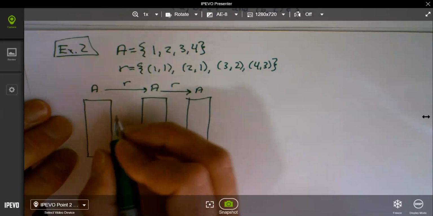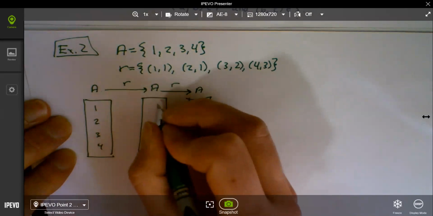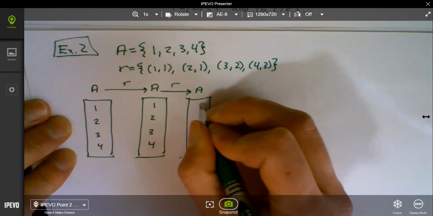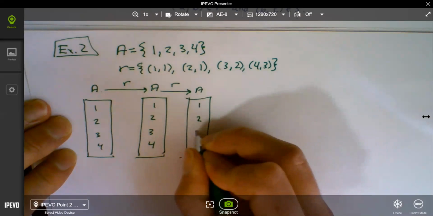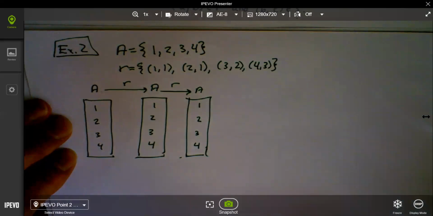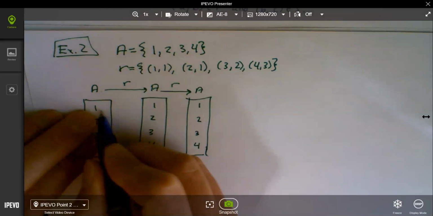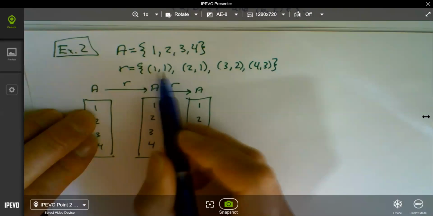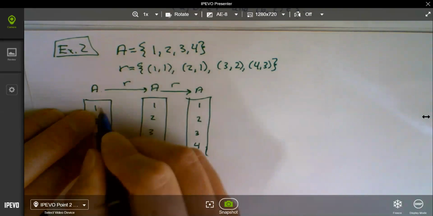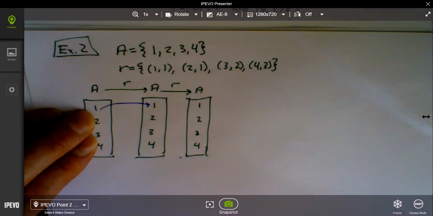So let's list those elements in A. So we have 1, 2, 3, 4. In each rectangle, 1, 2, 3, 4. Last rectangle, 1, 2, 3, 4. And let's draw those arrows for R. So I'm going to go left to right. And R says the first element is the ordered pair (1, 1). So go from 1 to 1. An arrow from 1 to 1.